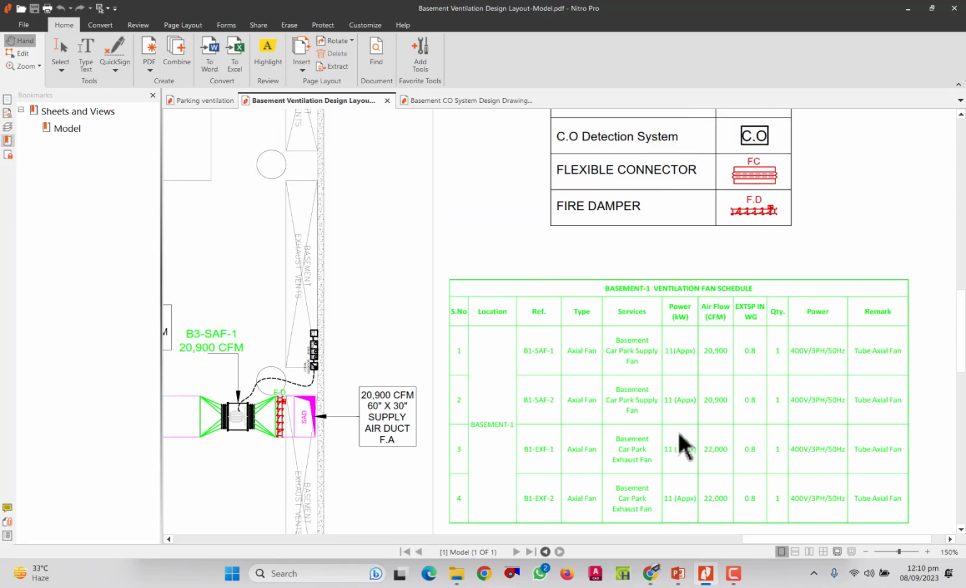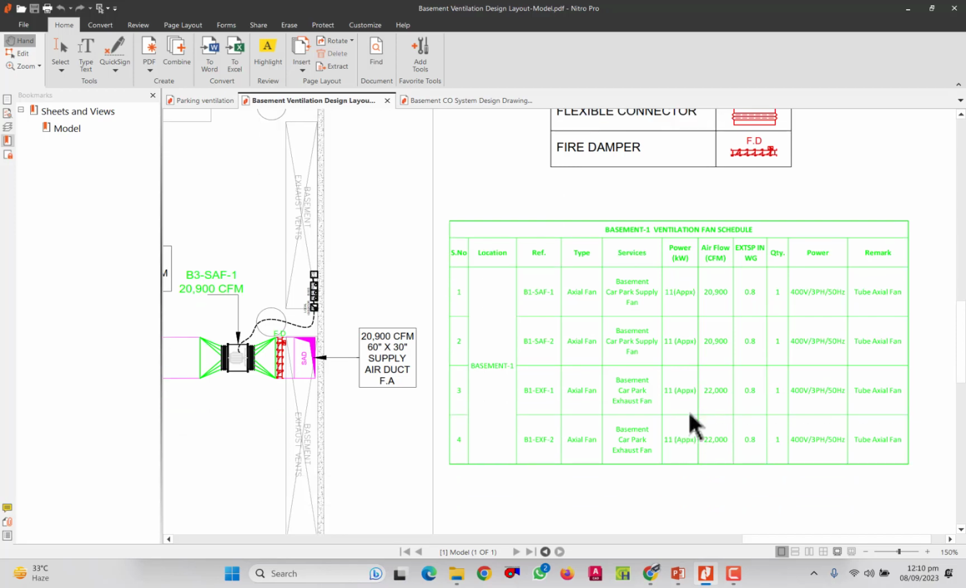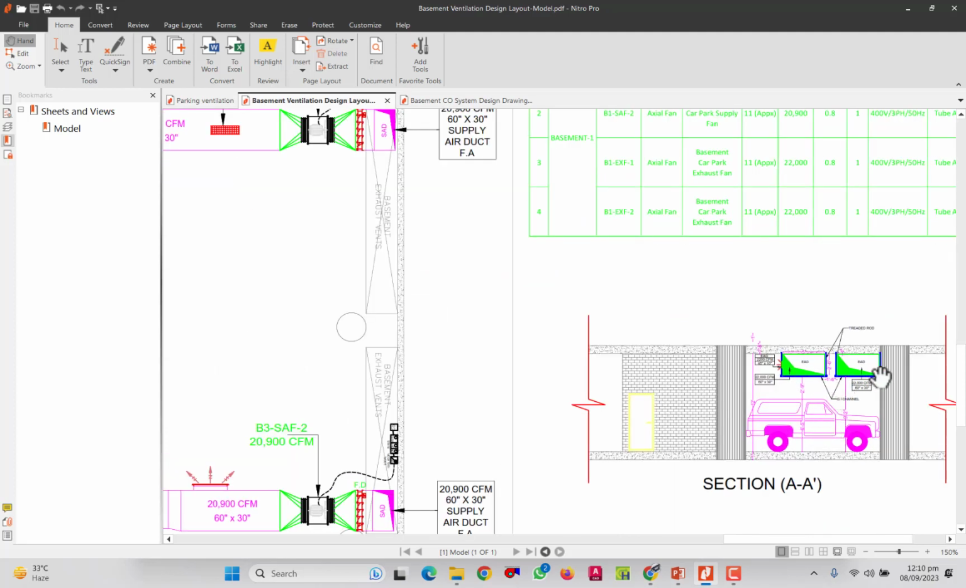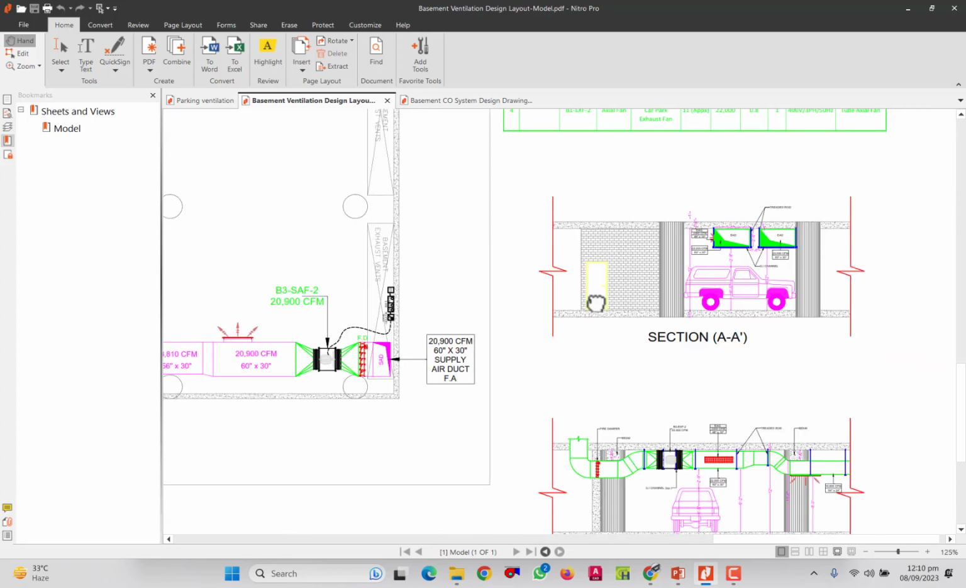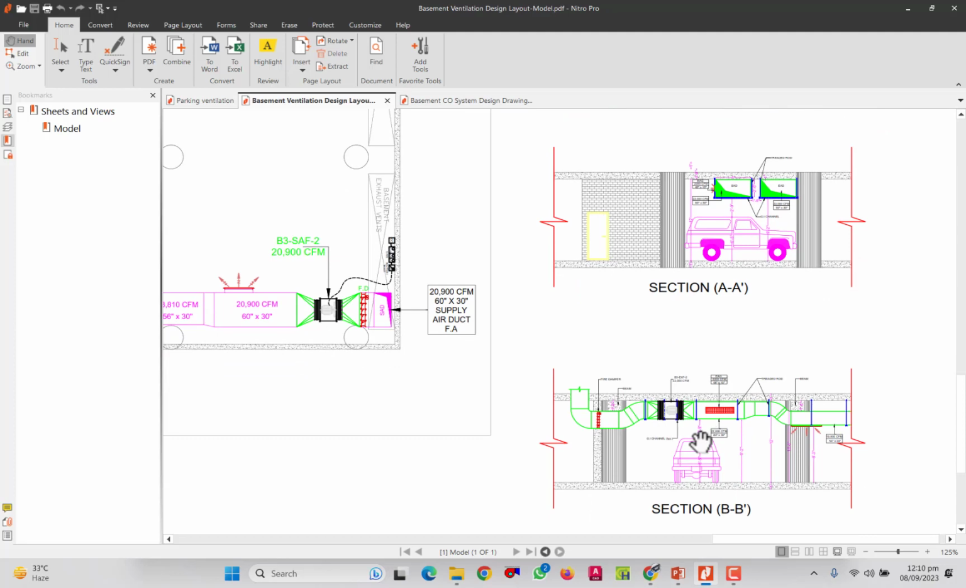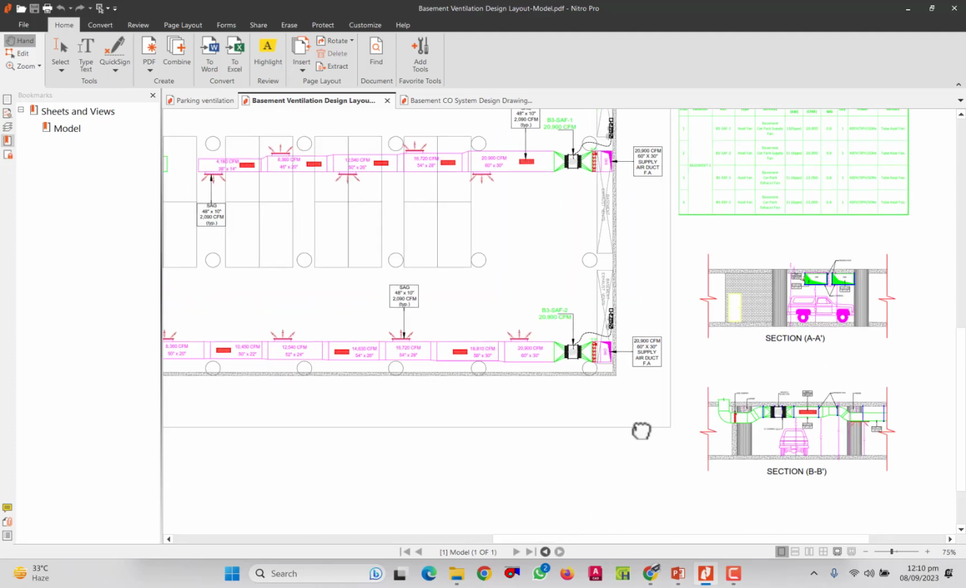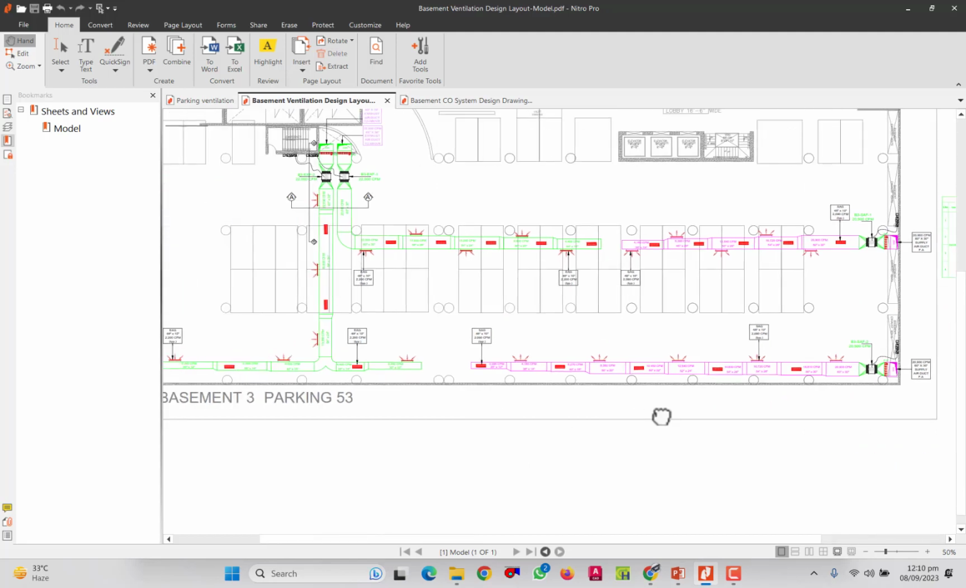So these are the basic concepts of parking ventilation. Here you can see this is the car, and these ducts are going above. It is better to bring the duct down near the exhaust level of the car to exhaust the air properly. So this is one of my projects that I have designed.